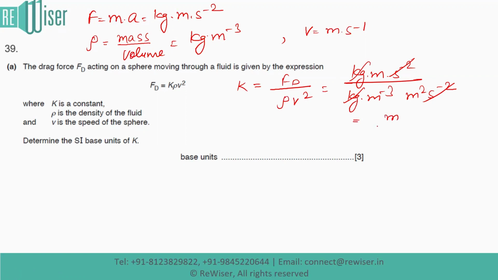So it will be M upon M minus 3 M square. It is M minus 1, right? So that means it will be M square only. So the base unit of K will be M square.